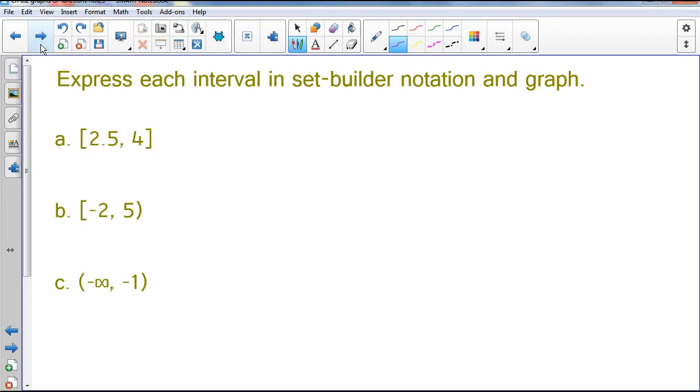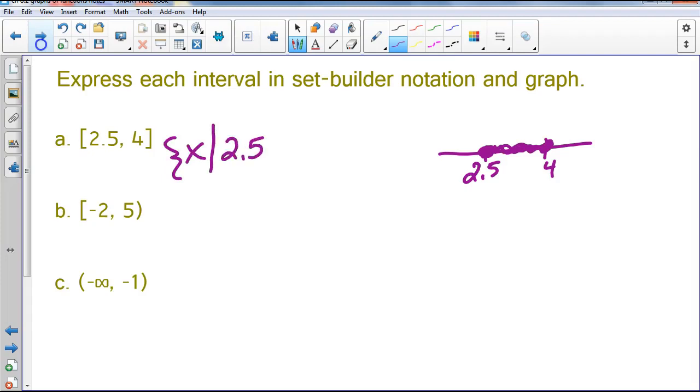So this time we're going backwards. So this is going to be a compound inequality because it's giving me 2 points, there's no infinity in it. So if I graph it, I have the point 2.5 and the point 4. The brackets indicate the points are included, which means that they're both shaded in, and all the points in between. So your set notation would be x is a solution such that x is greater than or equal to 2.5 and x is less than or equal to 4.